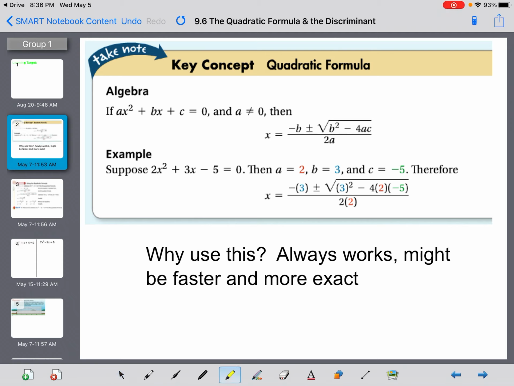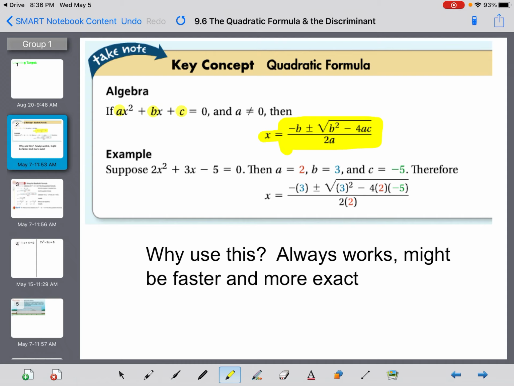It's a big formula, but we'll teach you a way to remember it tomorrow. The formula is x equals, so your x's or your solutions are equal to negative b plus or minus the square root of b squared minus 4 times a times c, all divided by 2 times a. Remembering that a goes with the x squared, b goes with the x, and c is the constant. This happens at any time a is not equal to 0.